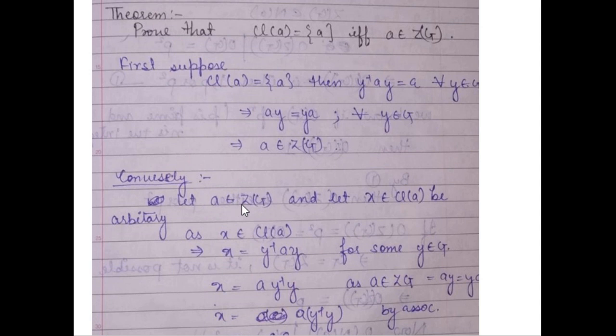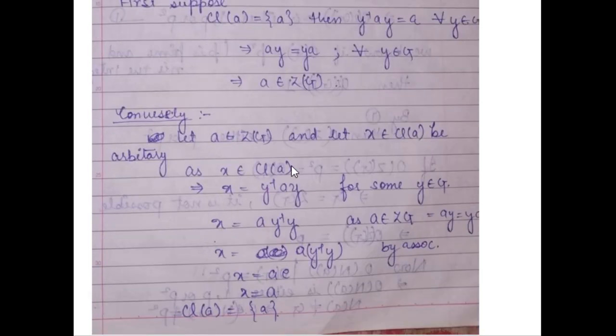So A belongs to Z(G), and let x belonging to the class of A be arbitrary. As x belongs to the class of A, we can write x is equal to y inverse A y, since it is an element of the class of A, so it will be conjugate to A. So we have some y belonging to G such that x is equal to y inverse A y.